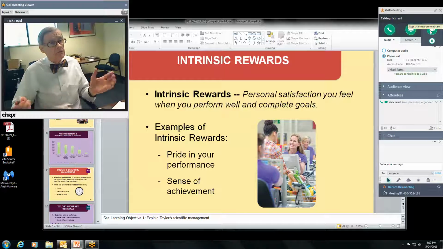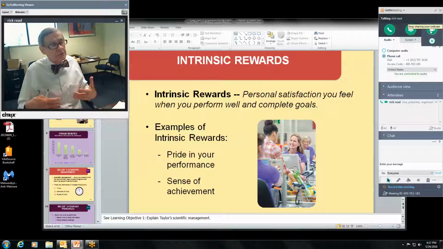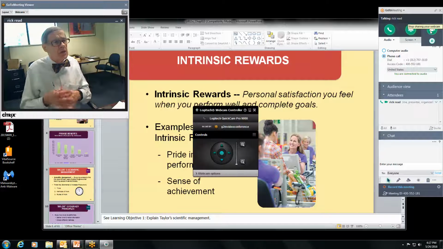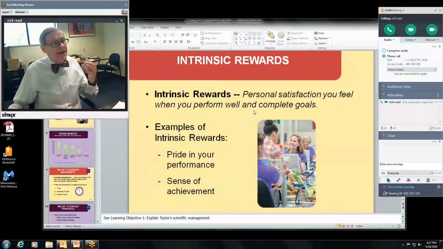Two types of rewards in motivation. One is intrinsic. That is, as it says on the slide, performance pride, something that you get from yourself, not from others. It's not an outside reward. It's an inside reward. Satisfaction for doing your job well.